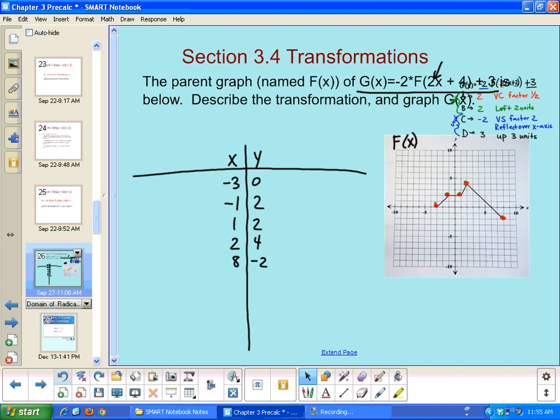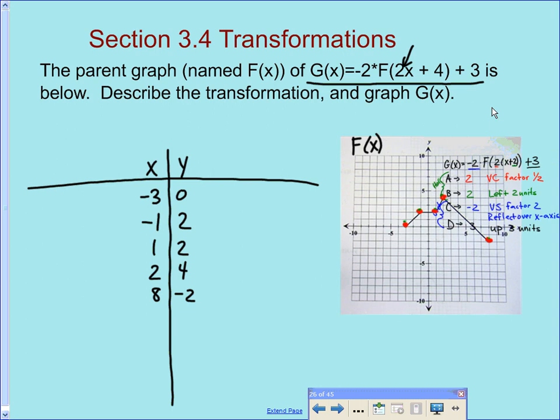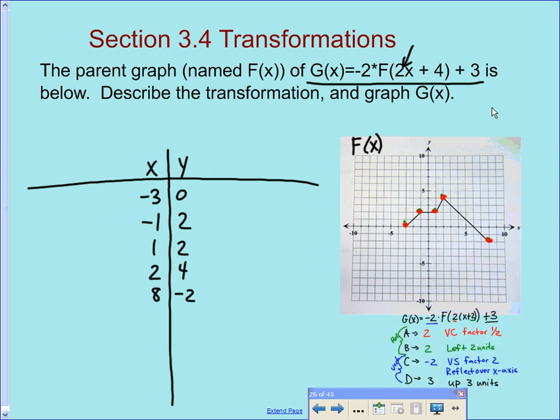All right, so now that I have my t-table set up, we're going to go through and take care of each of the transformations one by one. So let's pull this back down and take a look at it. We're going to take care of the horizontal transformations first, and we see our A is a vertical compression by a factor of 1/2. So that means that we're going to take this and multiply by 1/2. Okay. So we take that x value, multiply by 1/2, I get -3/2.